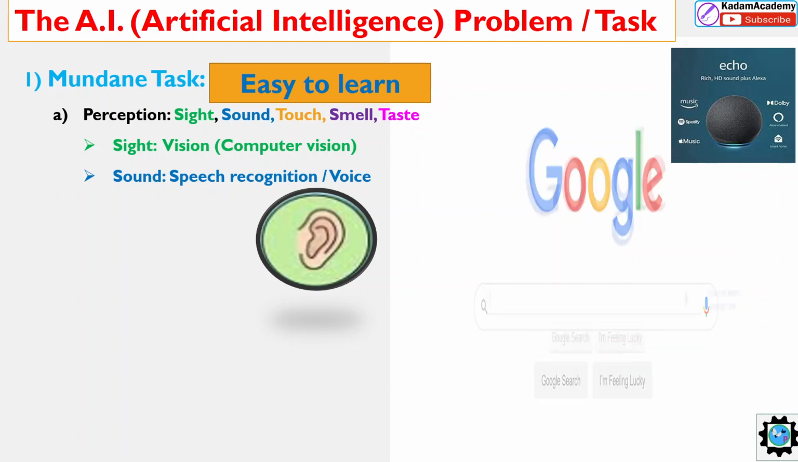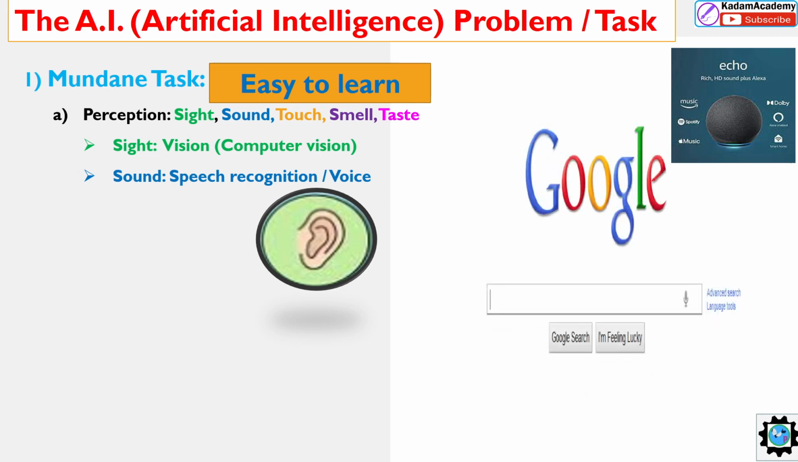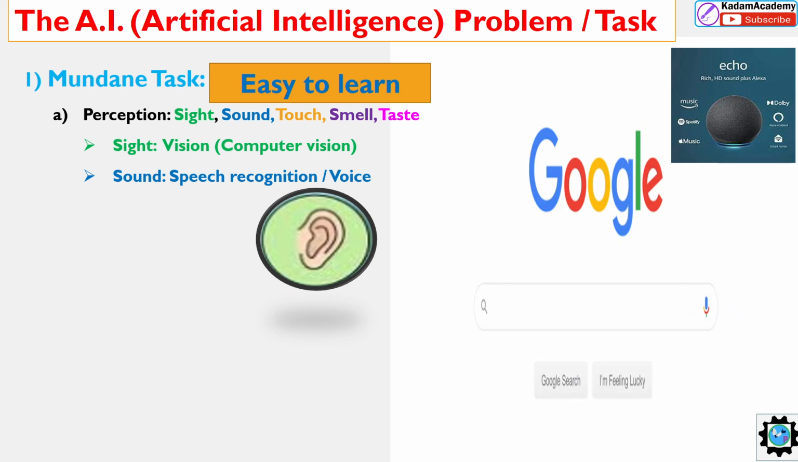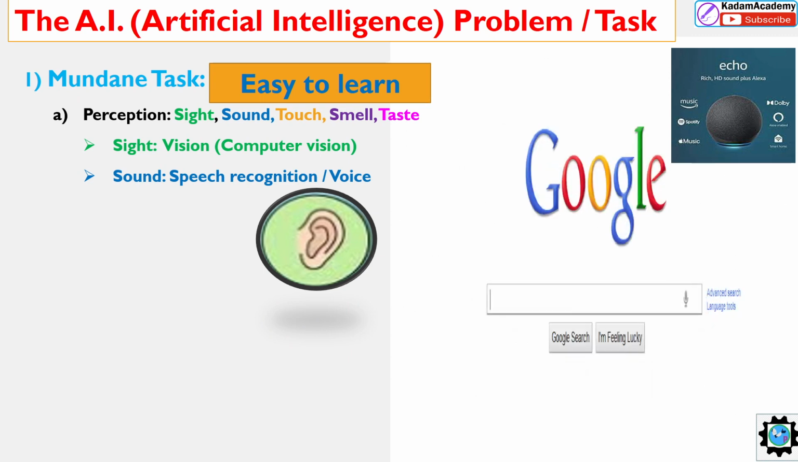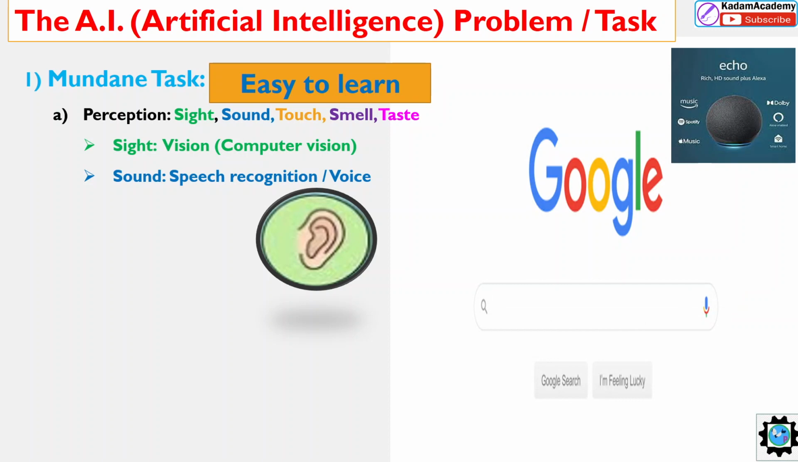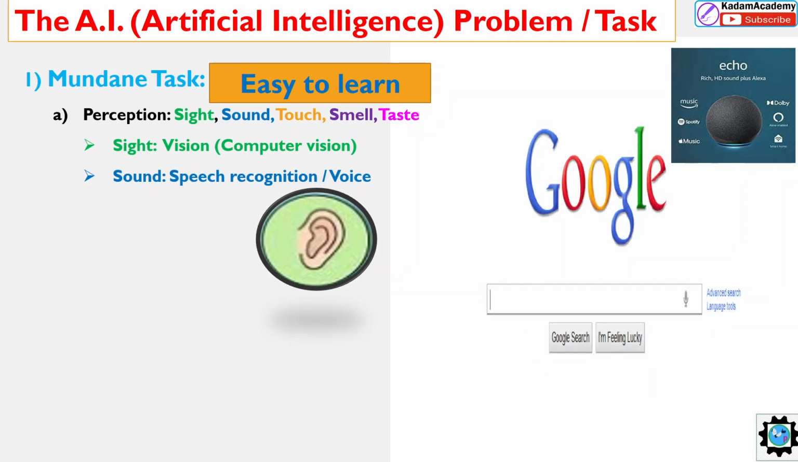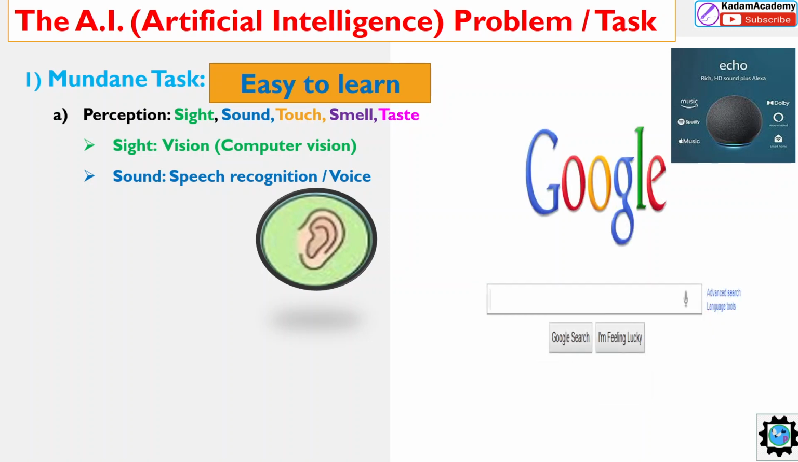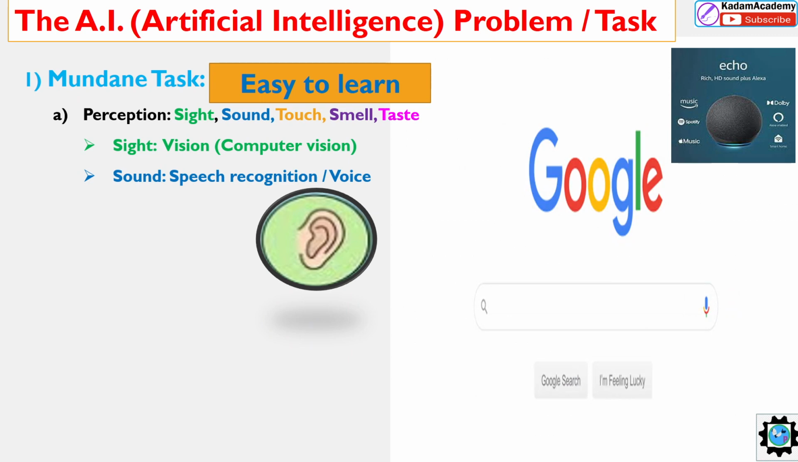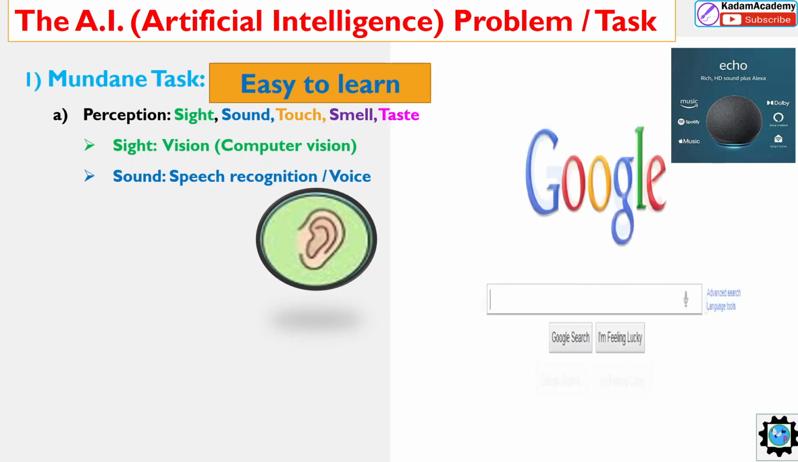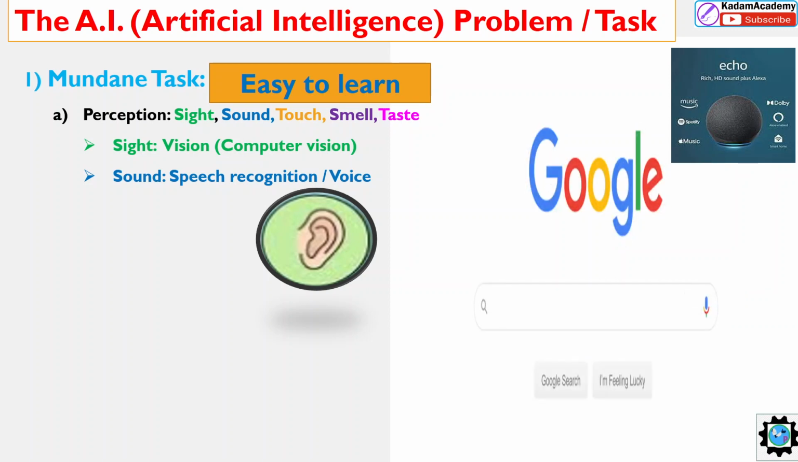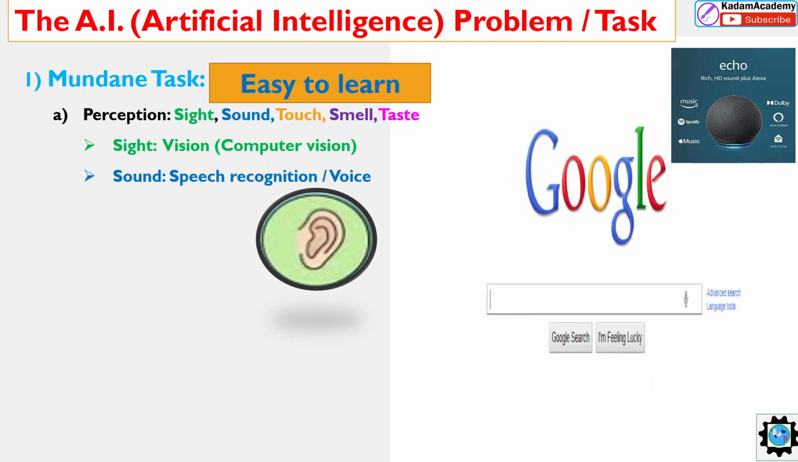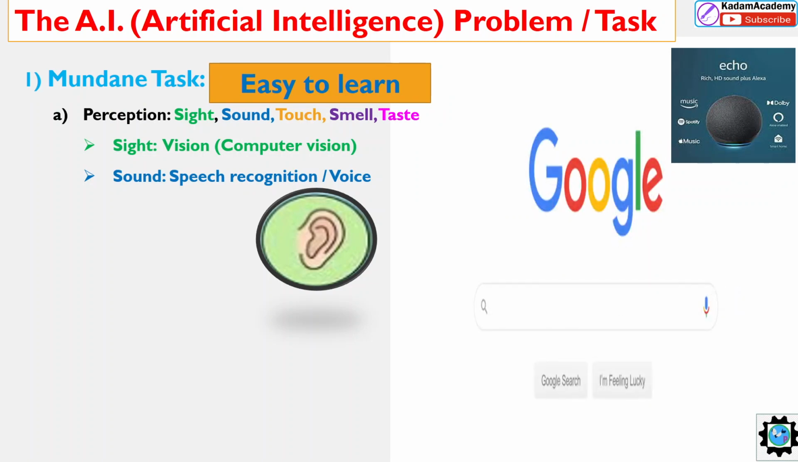Similarly, next is sound. Under sound, there is speech recognition or voice. You can see this example of Google. We can give speech or click on this button, and if we say a word, it will search for us. Or the Echo, an Amazon device. We can listen to music, Spotify, or talk with Alexa. Devices like these are newly developed under speech recognition and voice.